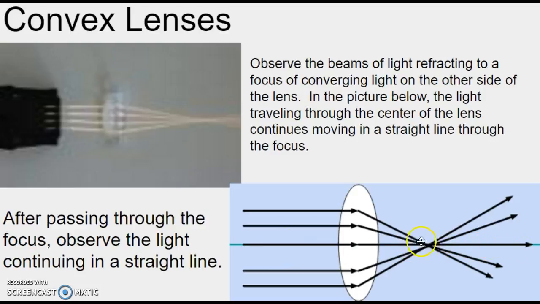This is the center of curvature. In this case, it just keeps traveling in a straight line. But anything that hits it at a point of the curvature is going to refract. So we see them continuing right after passing through the focus. Observe the light continuing in a straight line. So I've shown you this a couple times. I just want you to see that it continues traveling even beyond the focal point.